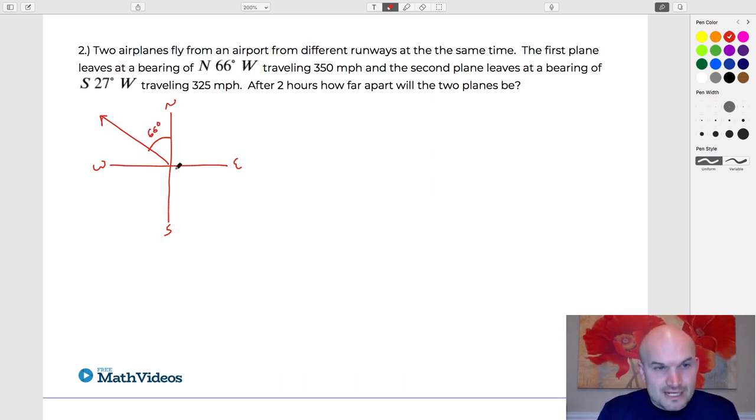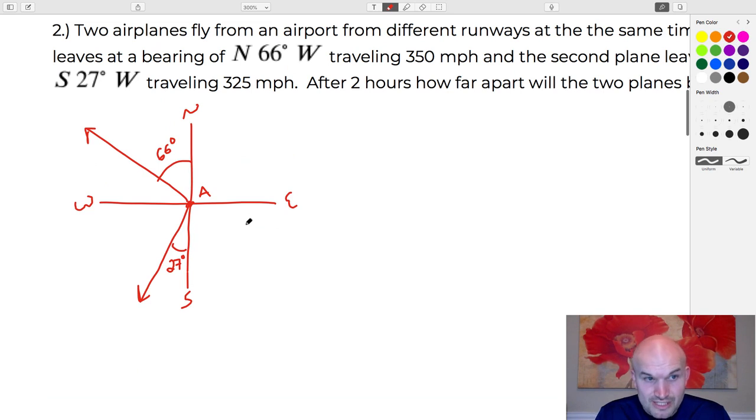All right. The second plane, so here's the airport, by the way. The second plane is leaving at south 27 degrees west. Which one travels farther? This one's going 350 miles per hour. This one's going a little bit slower, so this one will be a little bit shorter. Okay. So that one is at 27 degrees, so south 27 degrees west. Now, the question is, after 2 hours, how far will they be apart? So again, we're basically looking for this distance here.